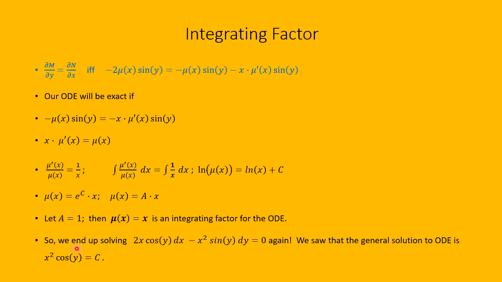So once again, by multiplying by that integrating factor, we end up solving 2x cosine y dx minus x squared sine y dy equals 0 again. And we saw earlier in this lecture that the general solution to this ordinary differential equation is x squared cosine y equals c.